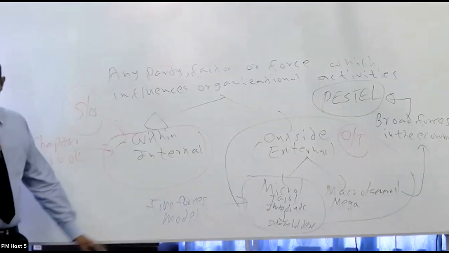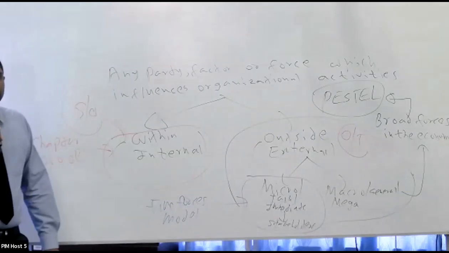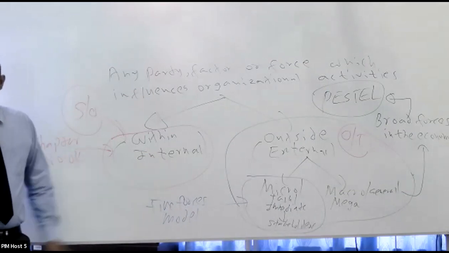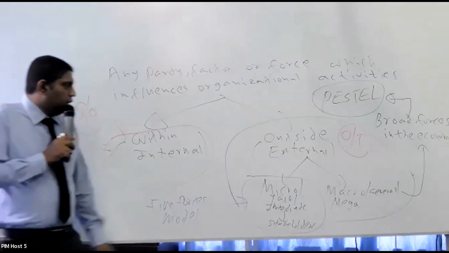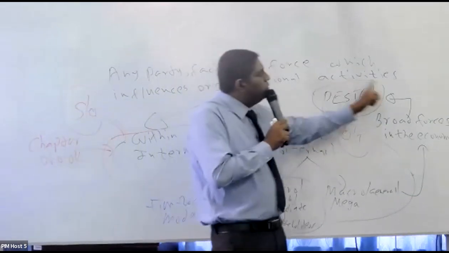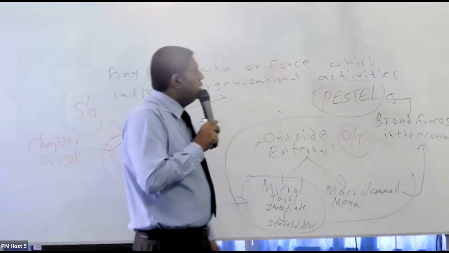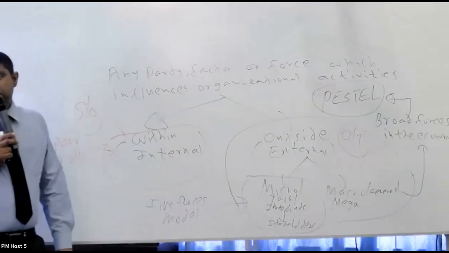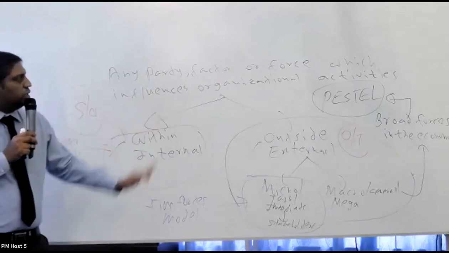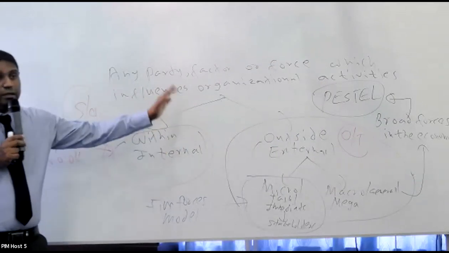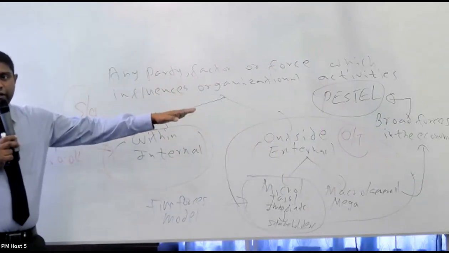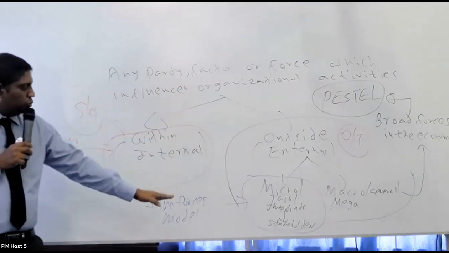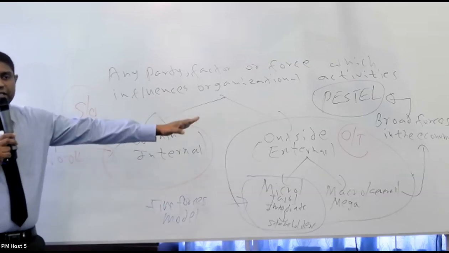I don't want to discuss this model with you, because it is more related to another subject, so I don't want to look at that model. For the macro environment, we will use the PESTLE model to analyze the broad forces of the economy. Clear? The external environment includes two components, micro and macro. Micro will be analyzed through the 5 forces model. Macro will be analyzed through the PESTLE model.